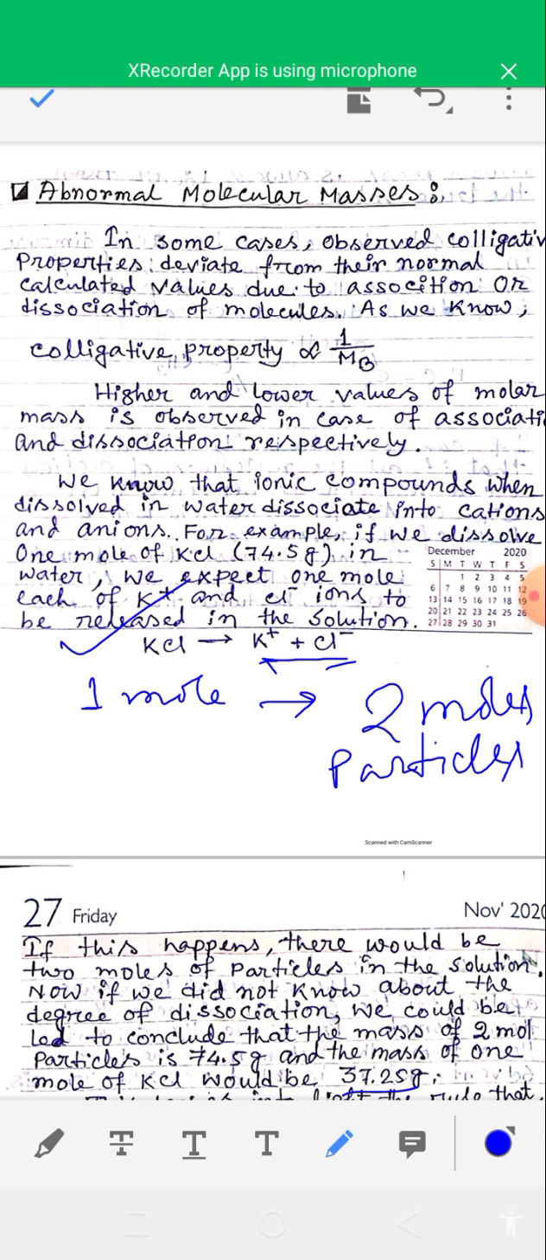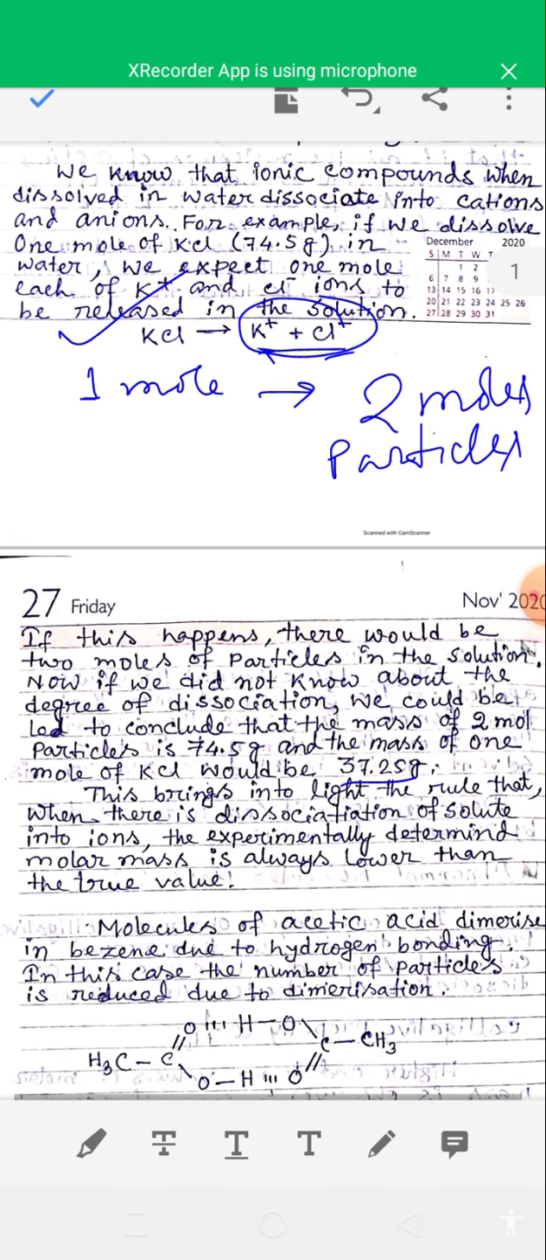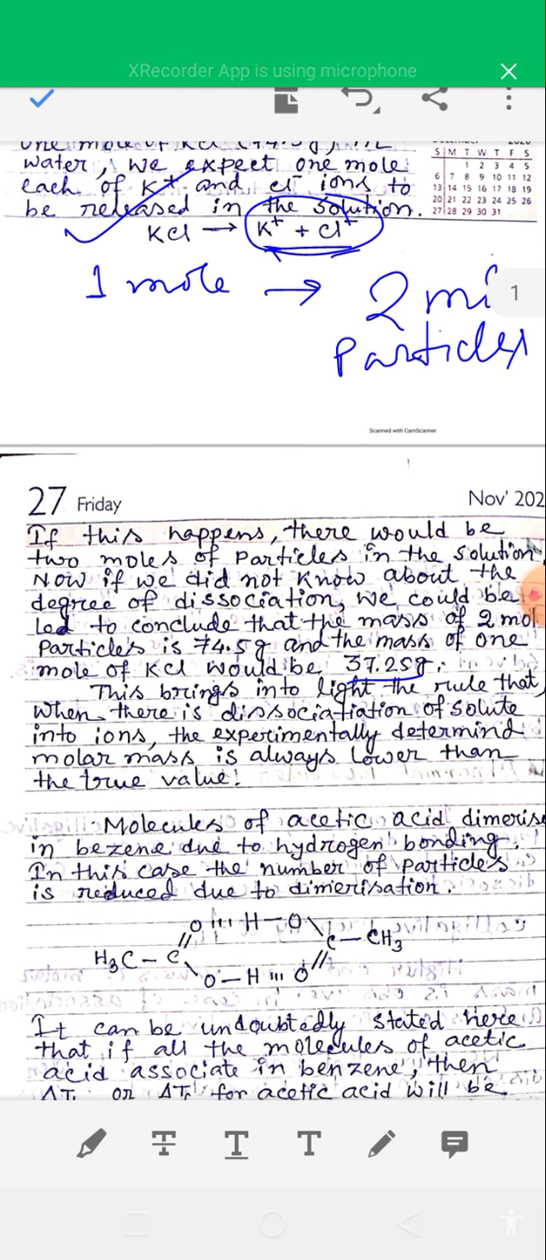As the number of particles in the solution increases due to dissociation, the values of different colligative properties will also increase. This is because we know that the colligative properties of a solution only depend on the number of solute particles in the solution. If the number of solute particles is high, then the values of colligative properties will also be high. So if we dissolve 1 mole KCl, that is 74.5 gram KCl, we will get a total of 2 moles of particles.